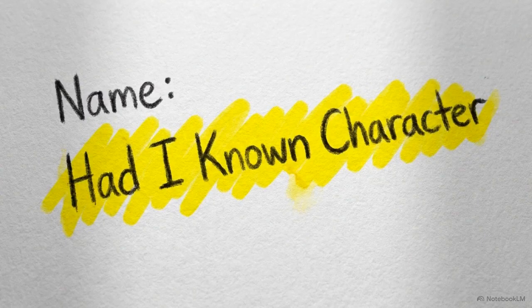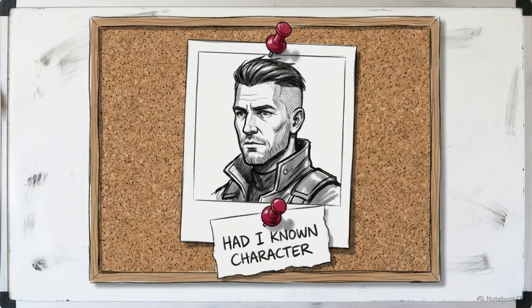Step 1 is building your AI actor sheet. Notice the very first field. You must give your character a specific name. This forces the AI and your own brain to treat them as a distinct entity.